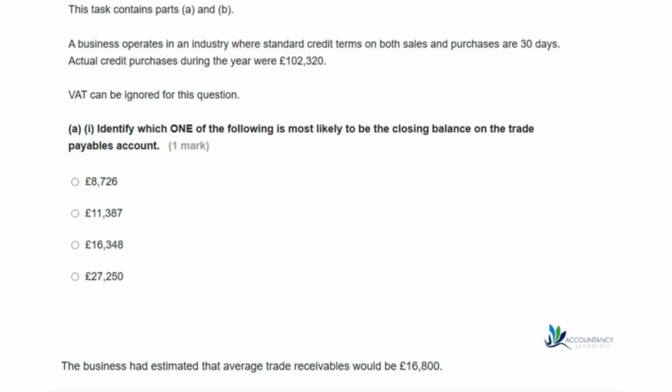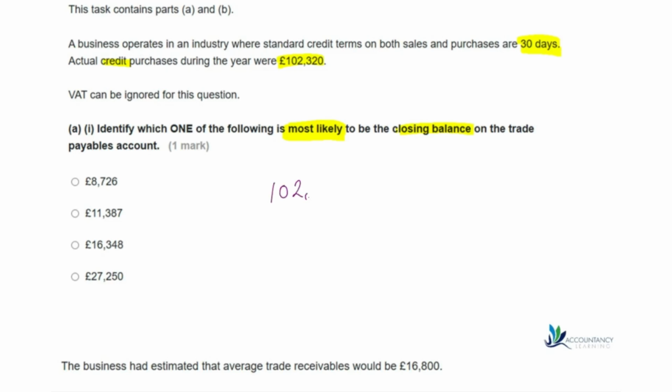A business operates in an industry where standard credit terms on both sales and purchases are 30 days. Actual credit purchases during the year were 102,320. We can ignore VAT. Identify which one of the following is most likely to be the closing balance on the trade payables account. So for this, we're talking about most likely. If we've got 30 days terms, we're expecting about a month to be the closing balance.